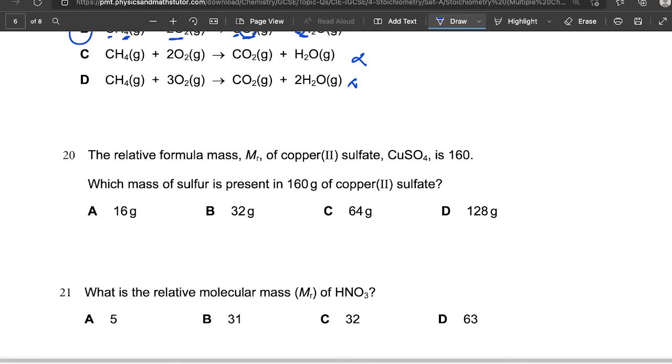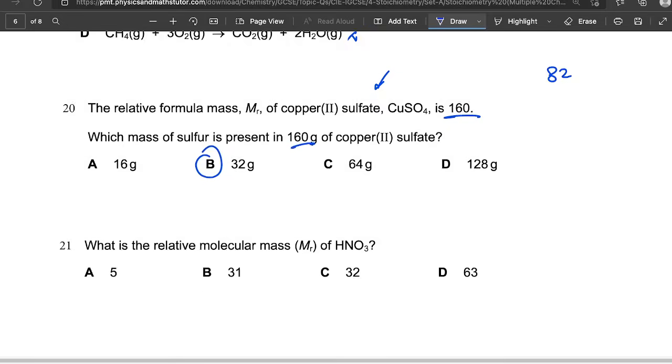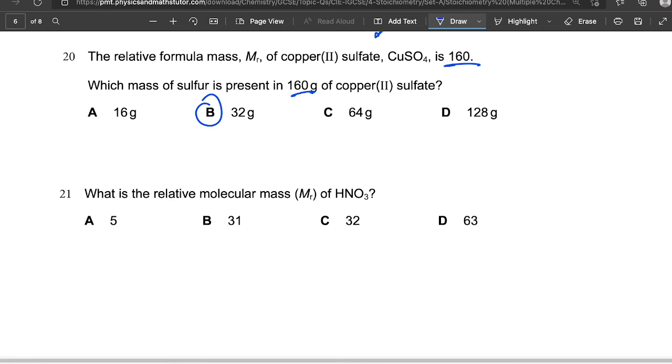The relative formula mass MR of copper sulfate is this. How much mass of sulfur is present in 160 grams of copper sulfate? So sulfur has a RAM of 32. So 32 is how much sulfur is. Okay, so this is such an easy question. You just look at your periodic table and see how much mass is there in this. So very easy. What is the relative molecular mass of this?